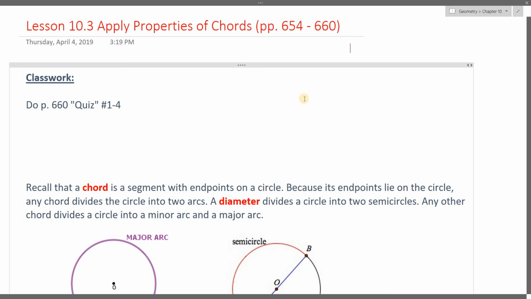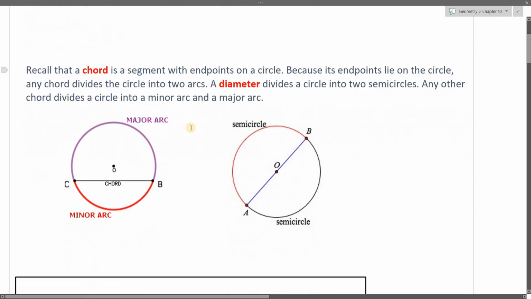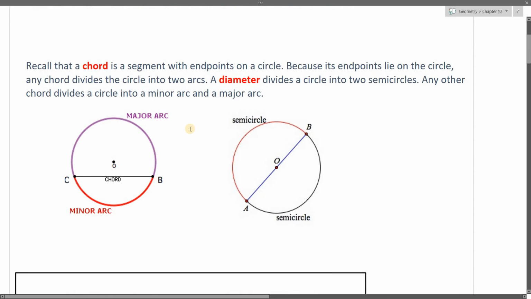So let's talk about 10.3, apply properties of chords. First of all, you need to remember what a chord is. So as we look down here, it says, recall that a chord is a segment with endpoints on a circle. So a chord has endpoints. Those endpoints lie on the circle itself. So looking over here, we've got chords CB and AB.